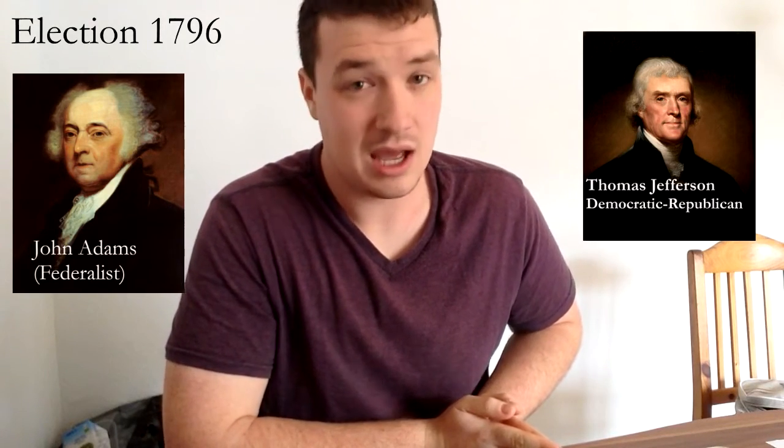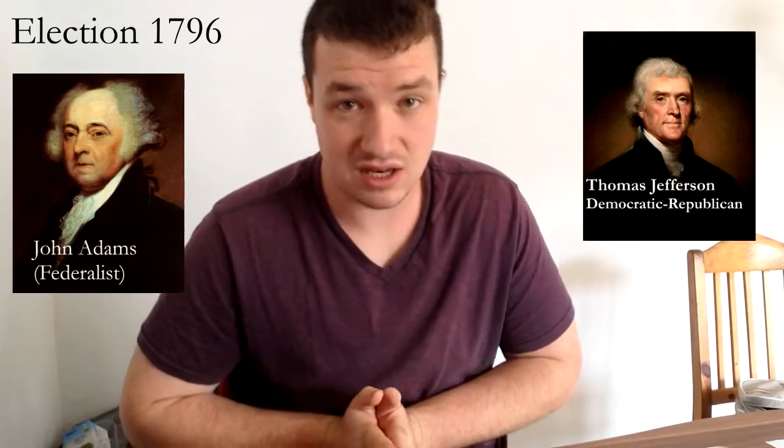Okay, so if the president chooses his running mate, then how was it in the 1796 election we had John Adams, a Federalist, paired with Thomas Jefferson, a Democratic Republican? They didn't run together. Adams didn't choose Jefferson. In fact, they didn't like each other at all. So how did they get paired together? The answer lies in the 12th Amendment to the Constitution, which was ratified in 1804.